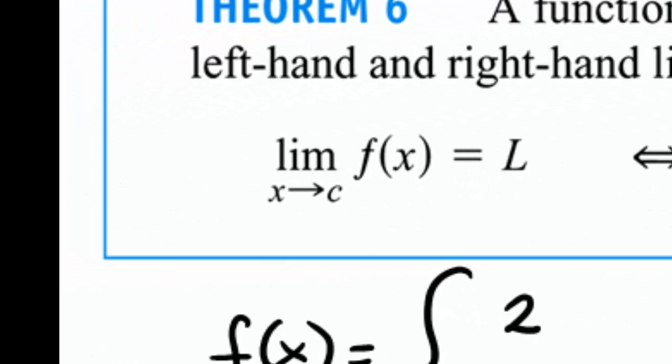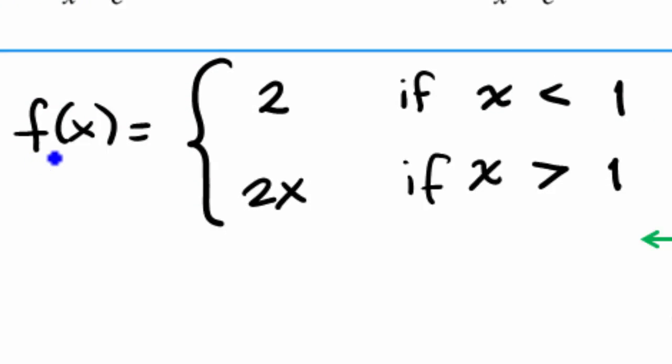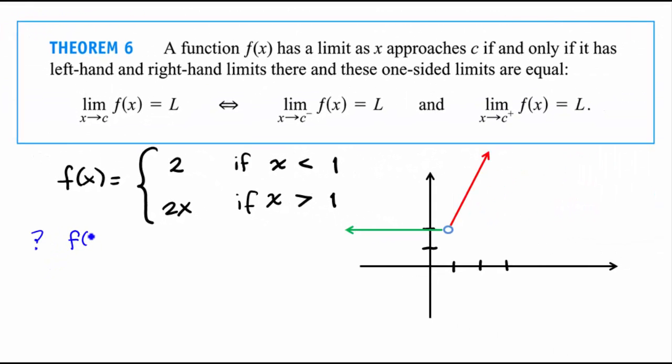Well, let's look at this function. You have a function f of x, which is a piecewise function, and it's equal to 2 if the x's are all less than 1, and it's equal to the line 2x if the x's are greater than 1. Question: what is f of 0? F of 0 is 2, right? Because it's left of 1.